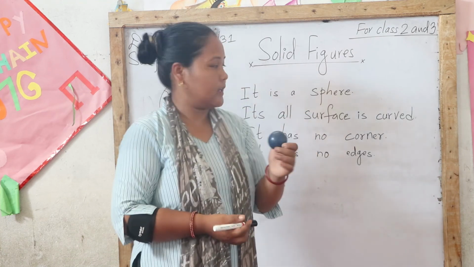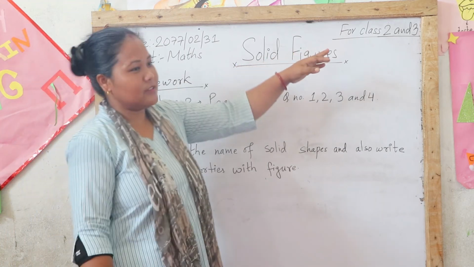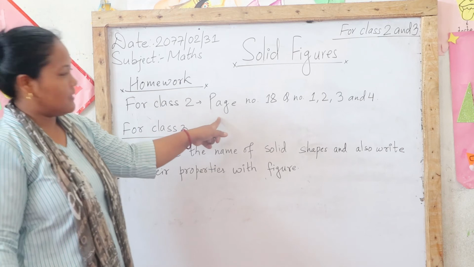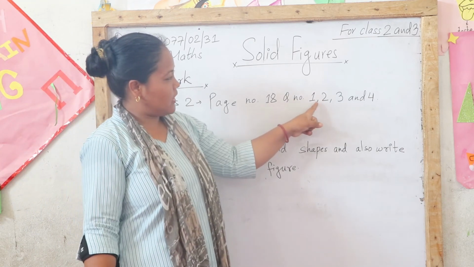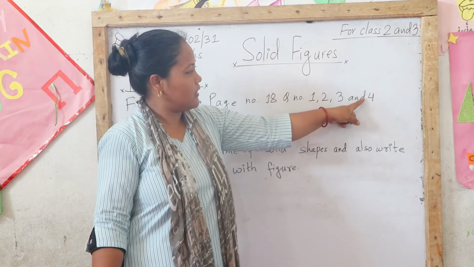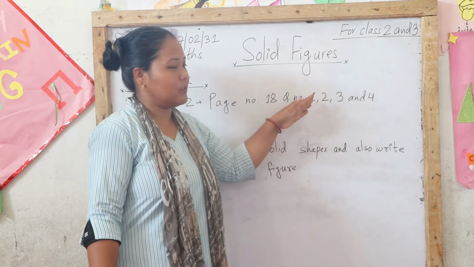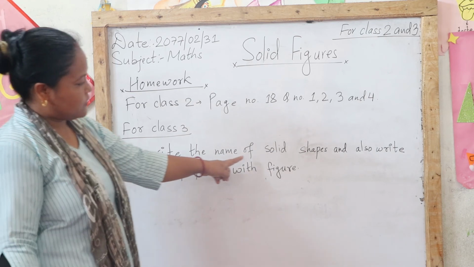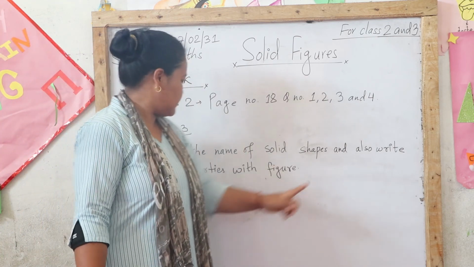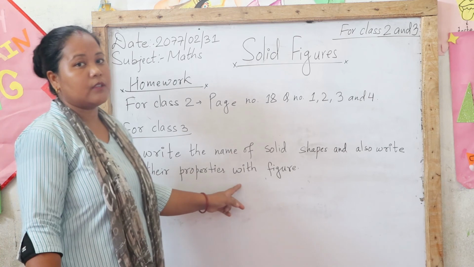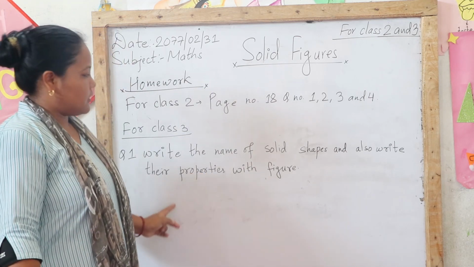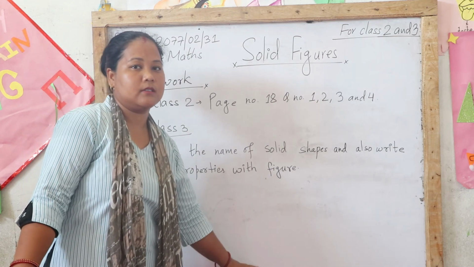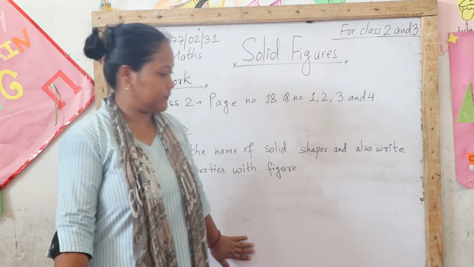Okay, thank you class. For class 2 and 3, here is homework. For class 2, page number 18, question number 1, 2, 3 and 4, do in your copy from the book. And for class 3, write the names of solid shapes and also write their properties with figures. Draw the figures, write the solid shape name and write their properties. Okay, thank you class.